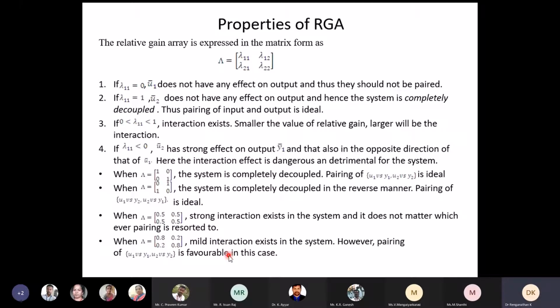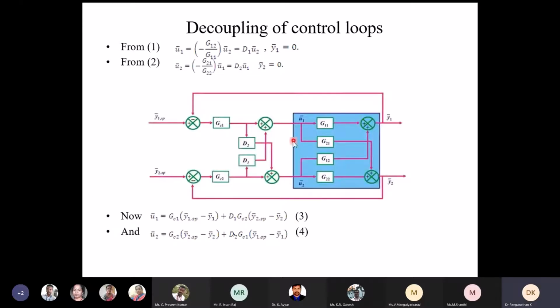And finally, the last one, when it is greater than 0, so when it is between 0 and 1, this is the condition. When it is again greater than 0.5, then this is going to be the condition. So these are the conditions which we can identify or understand from the RGA, which is nothing but the properties of RGA. So this gives us a better picture about whether the system can be decoupled or not, and how it can be done. So this is what we do for decoupling.